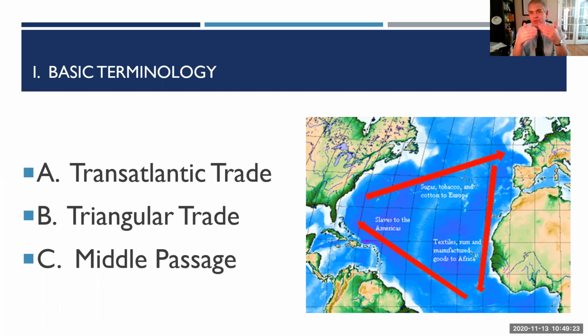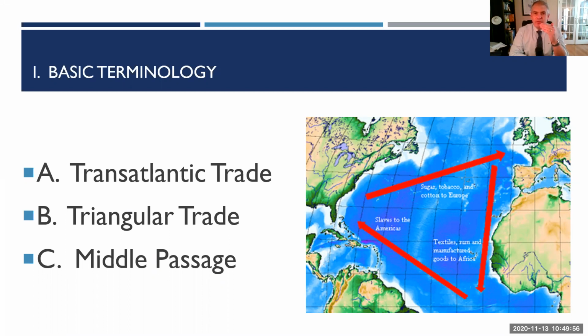So what we're doing is we're creating new trade routes during this time, and we want to know them by name. In this case, the transatlantic trade is going to connect Europe to the Americas and to Africa. So now we're going to connect these three continents together in a trade network and seeing a variety of people and goods exchanging over that trade network. So we can also call this trade network the triangular trade because of the shape of the trade.